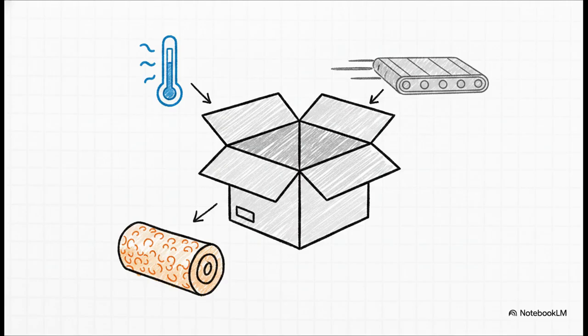X1 is the sealing temperature, low versus high. X2 is the conveyor belt speed, slow versus fast. And X3 is the cushioning material, standard paper versus a premium foam. The team needs to absolutely optimize this delivery process, but without running endless, incredibly expensive trial and error weeks. So they smartly set up a fractional factorial DoE.